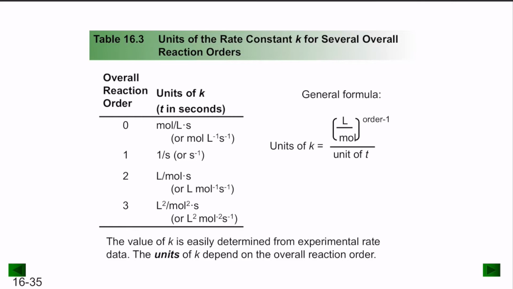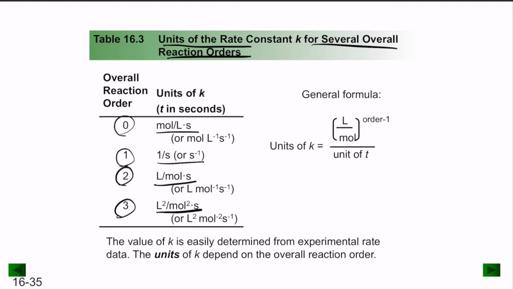So next, let's talk about the units of rate constants for several reaction orders. Remember that the rate constant does not have the same unit in different reaction orders. If it's a zero reaction order, the unit of k is moles per liter second. If it is 1, it is 1 over second or second inverse. If it is 2, it is liter per mole second. And if it is 3, it is liter squared per mole squared second.